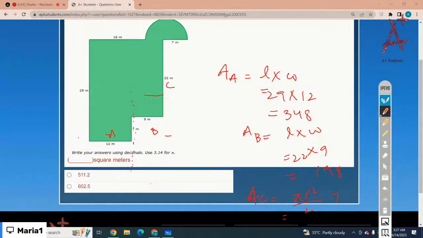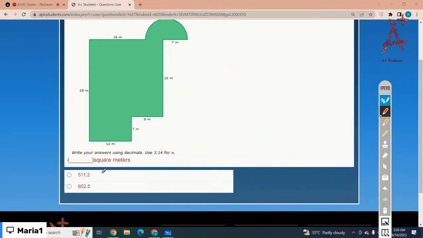It would be 76.195. Let's just add all three values. It would be 348 plus 198 plus 76.195, that would be 602.5. Got it? That would be option number 2. That would be 602.5.